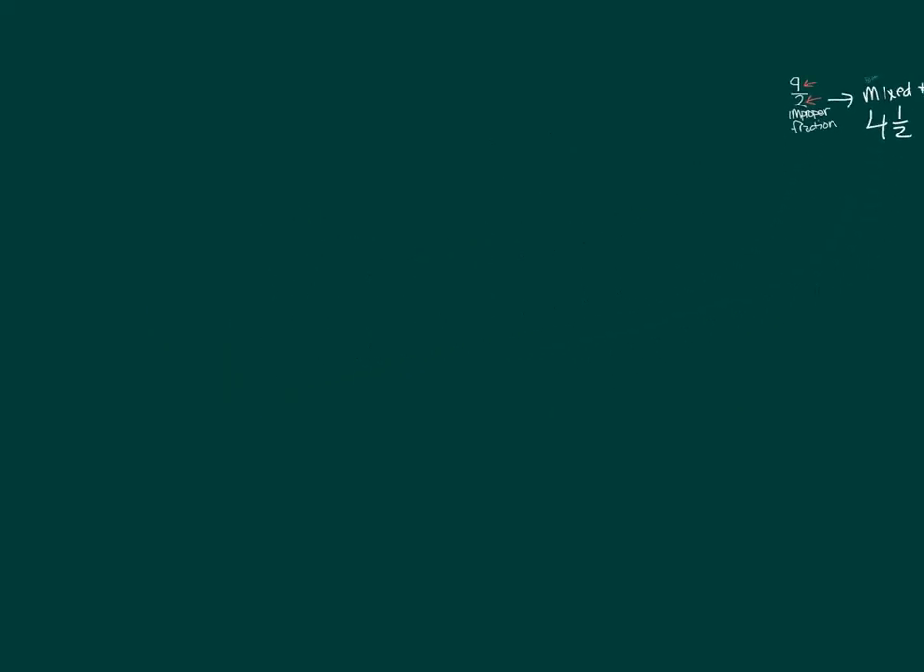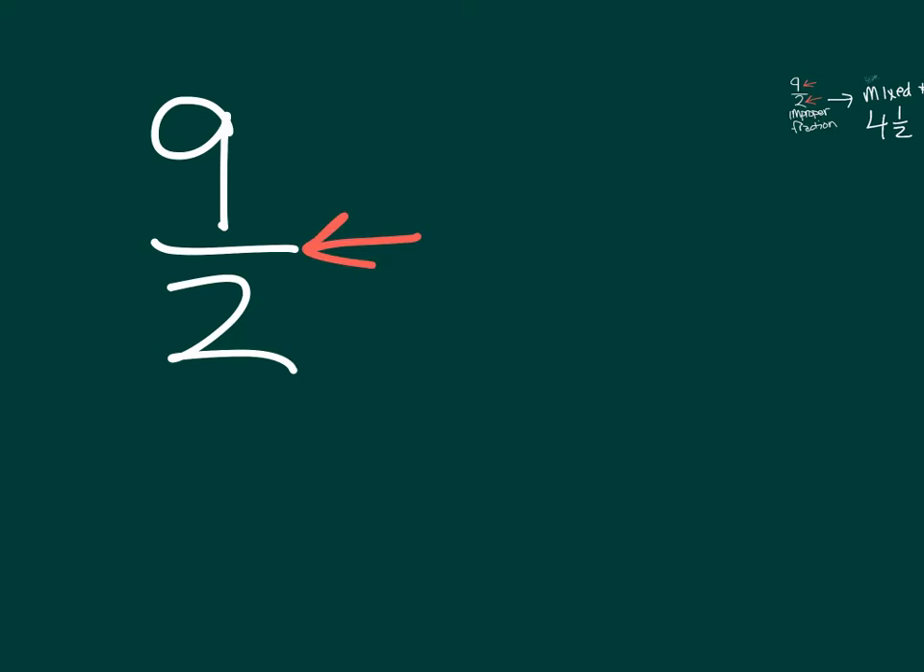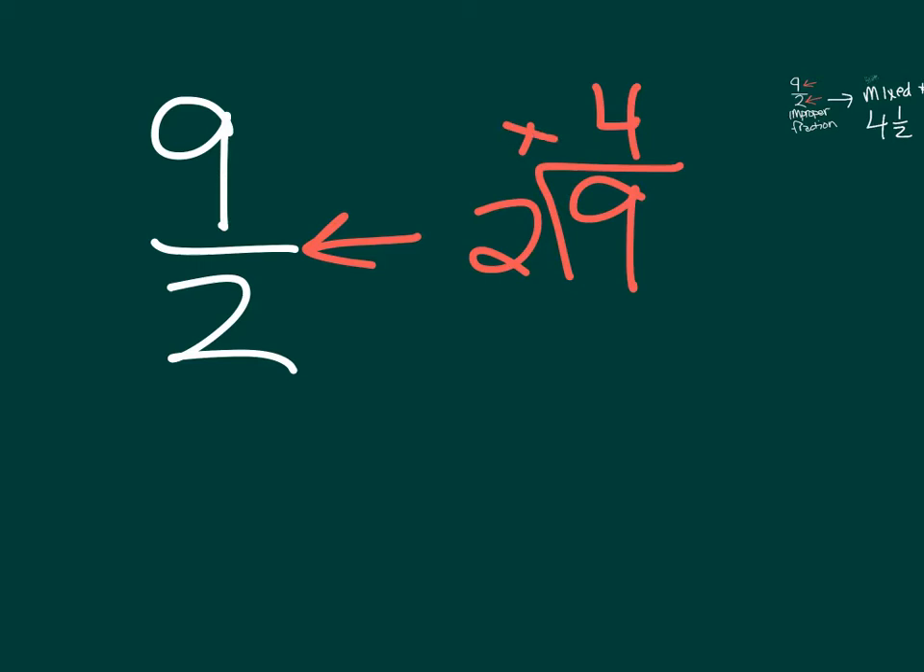Okay, 9 over 2. So probably the easiest way to do this and the way that would make the most sense to most of us is to use this line here as a dividing line, which is what it really is, 9 divided by 2. So we'll take 9 and we'll divide it by 2. 2 goes into 9 4 times. 4 times 2 is 8. Subtract, we're left with 1.